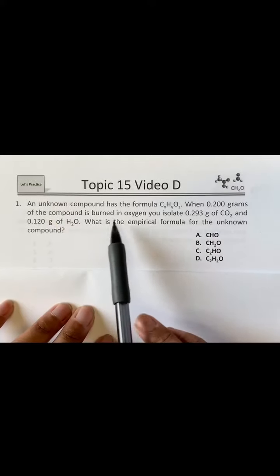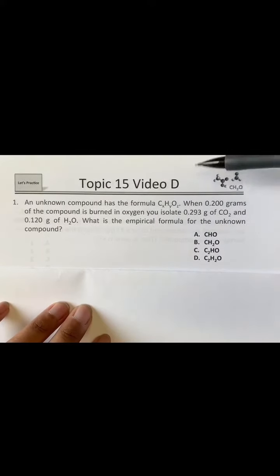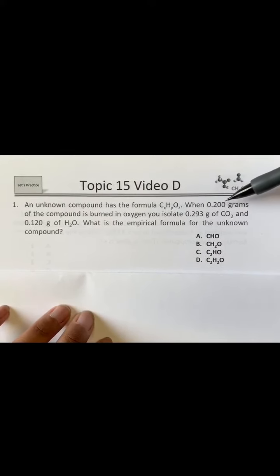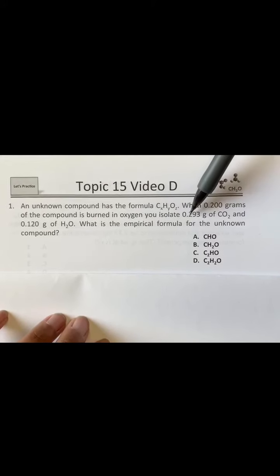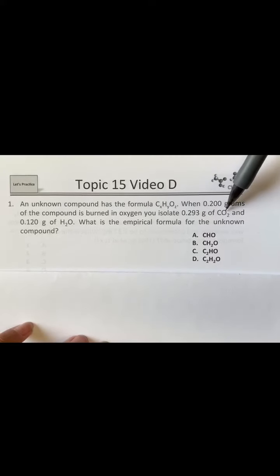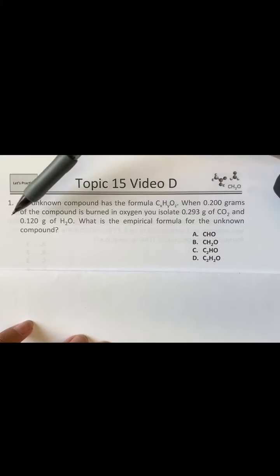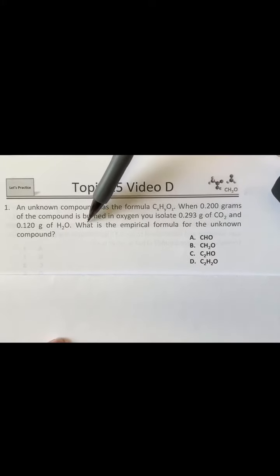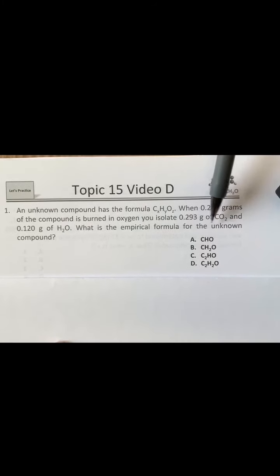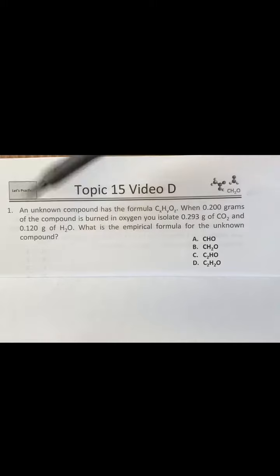An unknown compound has the formula of C H E 166. When 0.200 grams of compound is burned in oxygen, you isolate 0.293 grams of carbon dioxide and 0.120 grams of H2O, which is water. What is the empirical formula for the unknown compound?